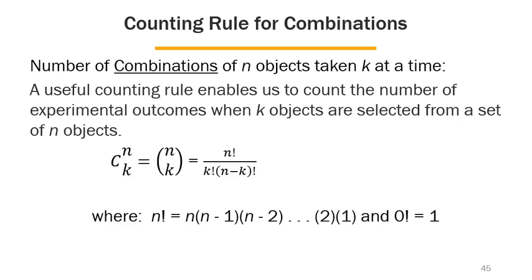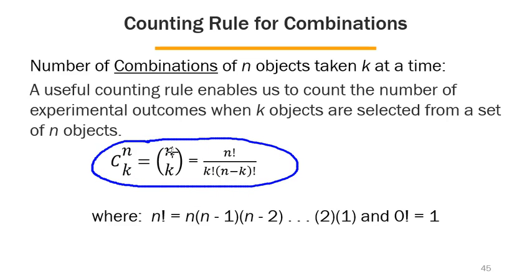The number of combinations of n objects taken k at a time, n and k are numbers. A useful counting rule enables us to count the number of experimental outcomes when k objects are selected from a set of n objects. Here is one notation for that. There are other possible notations. Here it's n choose k. This is read n choose k. But some places you might see it as n choose r, or big N choose little n, or something like that. So the notation can vary.